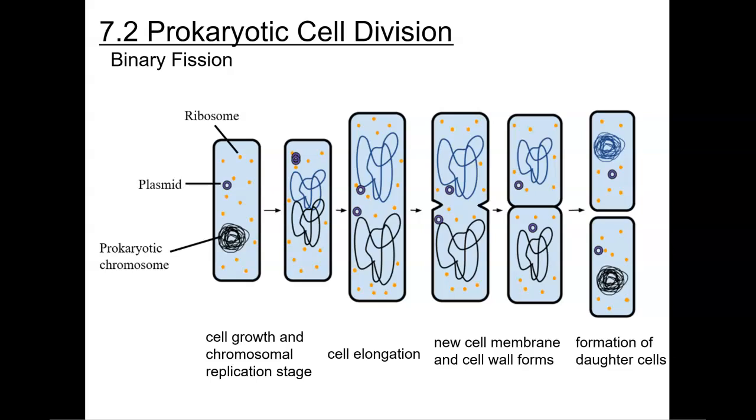Looking at it again, you can see how it is starting to double up on everything. It goes through that elongation phase. Then you have those new cell membranes starting to form in here where it's pinching in. That cell membrane and cell wall is completely formed, and then it can pop apart and form two daughter cells in a process known as cytokinesis.